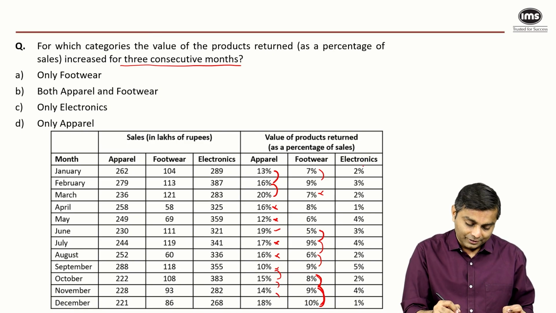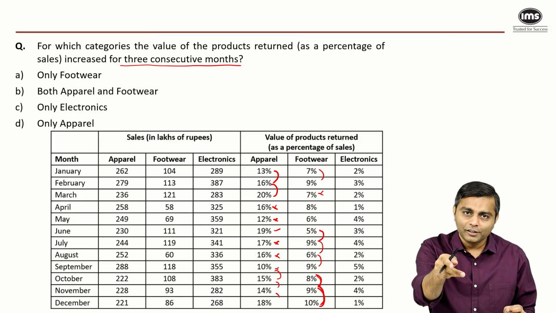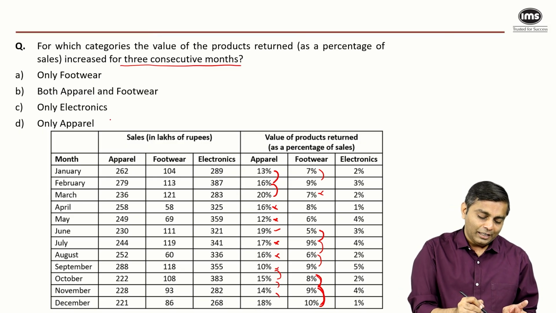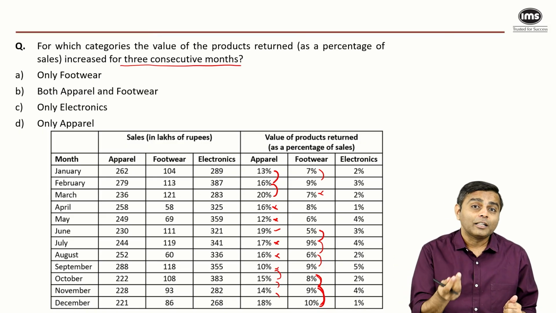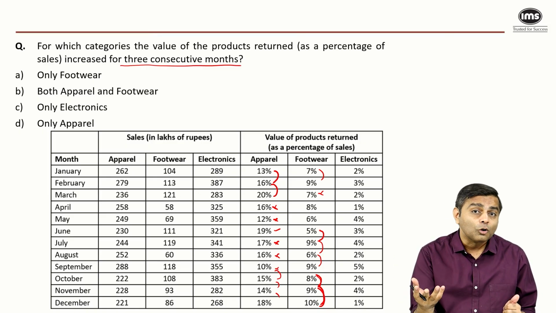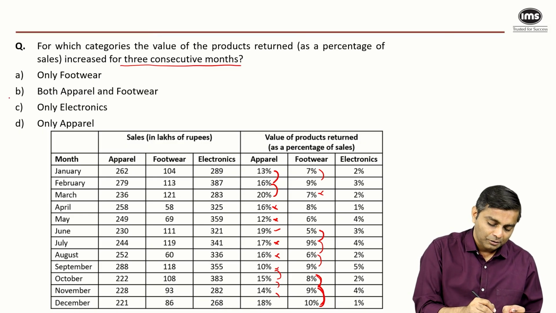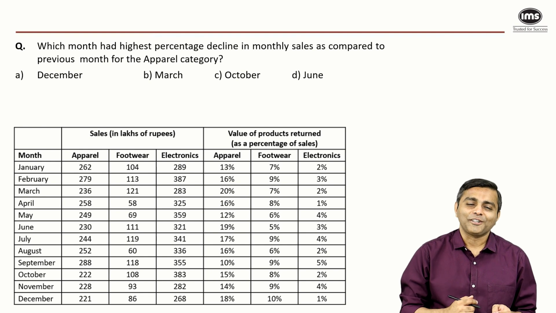Let's go and see electronics. In fact, before going on to electronics, have a look at your options. Only footwear, both apparel and footwear, only electronics, only apparel. If electronics is a part of an answer, there should have been one option, all 3. But there is no option of all 3. There is only an option of footwear and apparel. We should safely mark option B and go ahead. Okay. Moving on to the last question of the set.